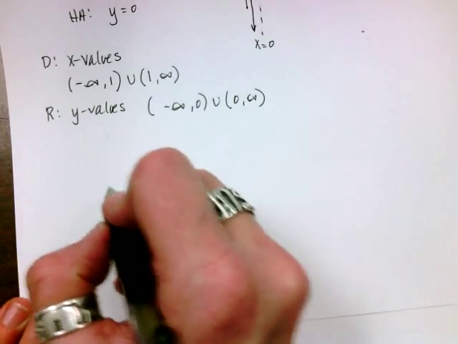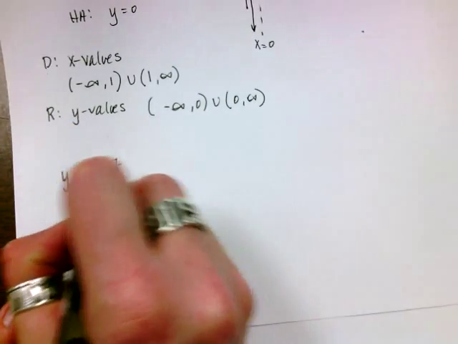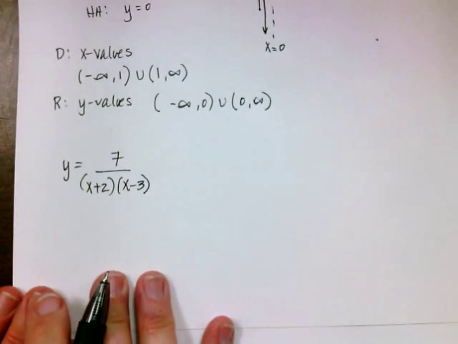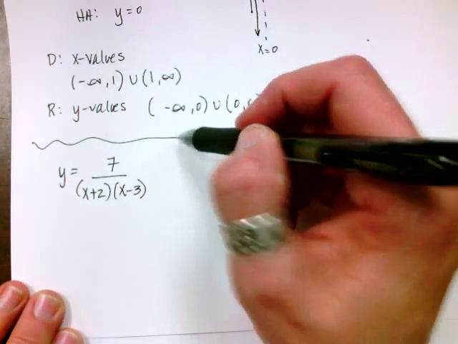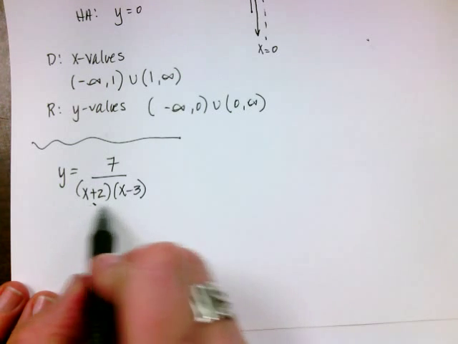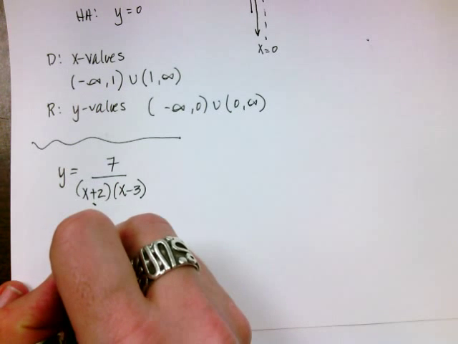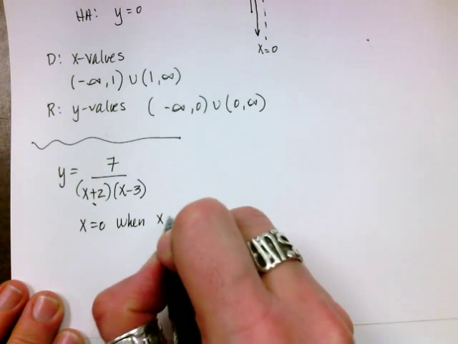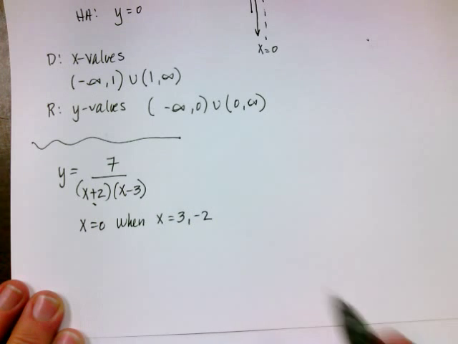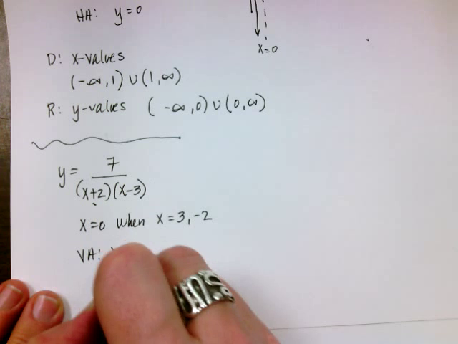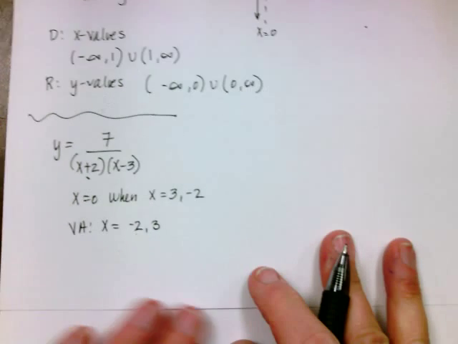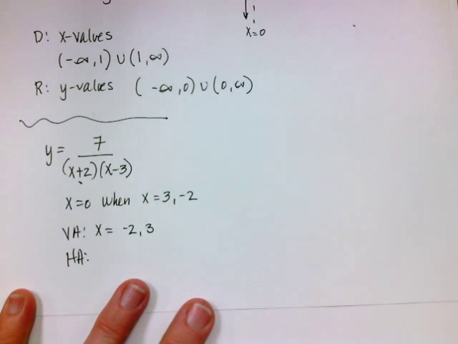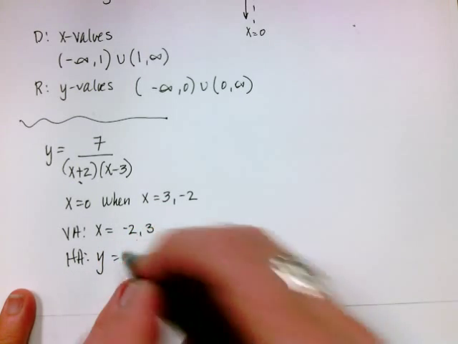Okay, so this one is going to be y is equal to 7 divided by x plus 2 and x minus 3. Since we find our vertical asymptotes by what makes the denominator 0, and this is already in factored form, I know that the denominator will equal 0 when x is 3 and negative 2. So this time, there's actually going to be 2 vertical asymptotes. I'll put them in negative to positive order. My horizontal asymptote, I still don't have a first degree or higher in the top, so it's still going to be y is equal to 0.